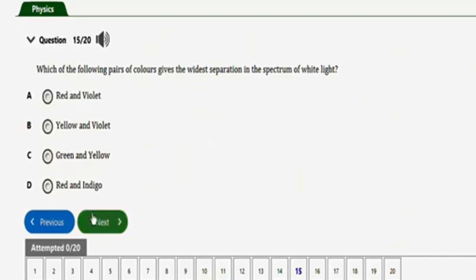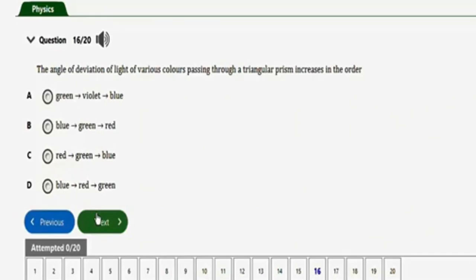Alright, so the next video question will be this one. It says the angle of deviation of light of various colors passing through a triangular prism increases in this order. And since we have answered this question before, the correct option here will be option C, red, green, and blue.